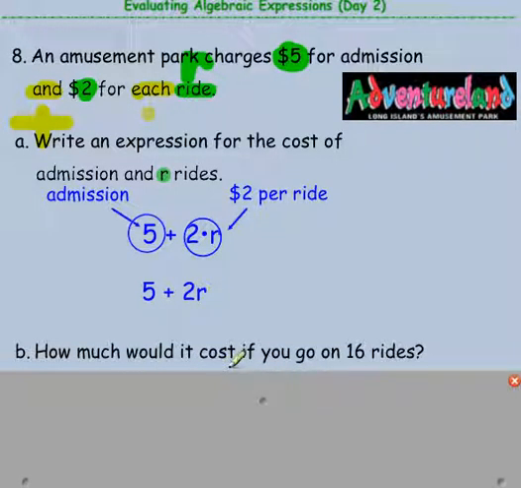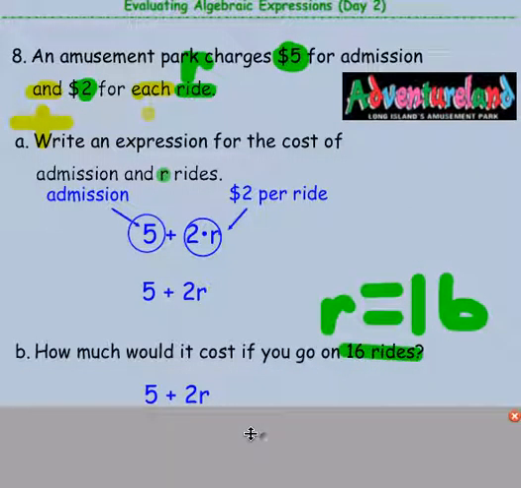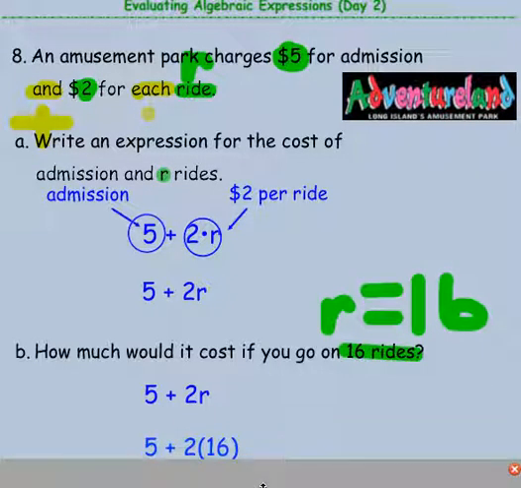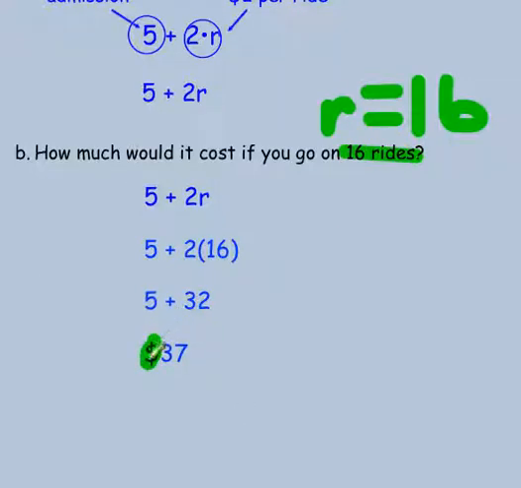How much would it cost if you go on 16 rides? So they told us that rides was indicated by R. So R equals 16 from this part. So all I have to do is evaluate. Plug in 16 for R. 5 plus 2R, which would be 5 plus 2 times 16. And then I would get 5 plus 32, which is a total of $37. Again, important to incorporate that unit of measure, that it's money. And that is it.